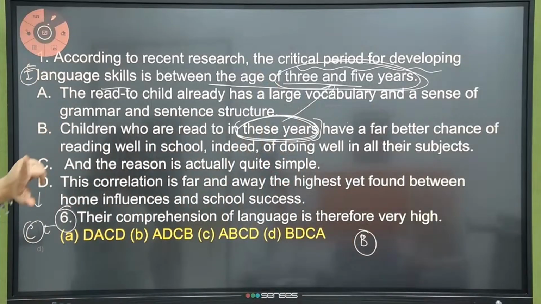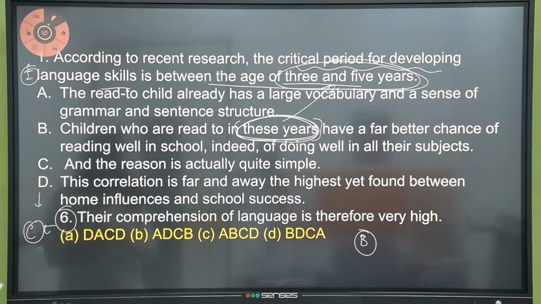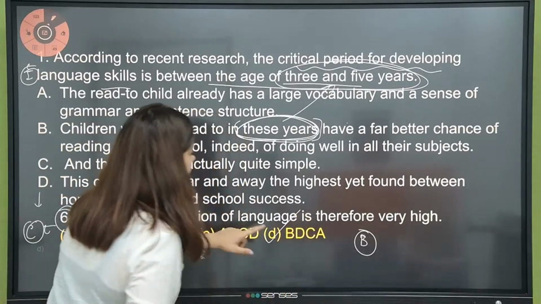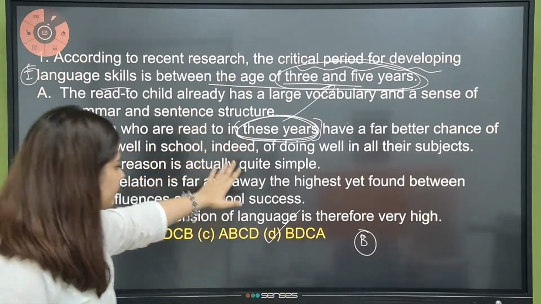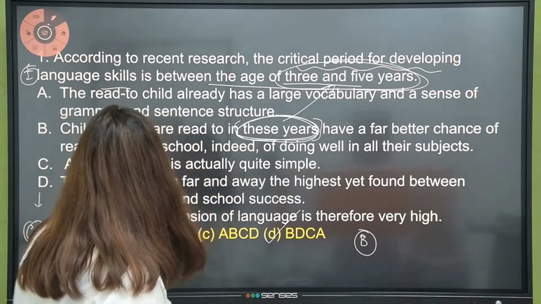So, according to recent research, the critical period for developing language skills is between the age of 3 and 5 years. Children who are read to in these years have a far better chance of reading well in school, indeed of doing well in all their subjects. So, I know for sure that B should come after 1. So, D is the correct option. Still, let's have a look.